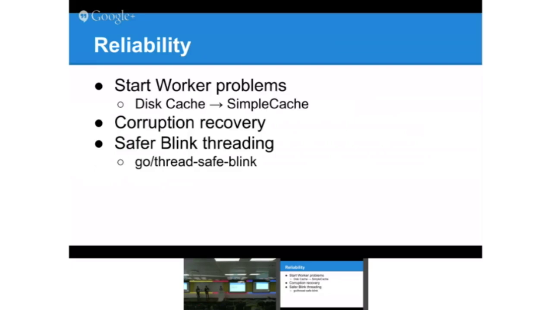Yeah, and then better recovery when corruption like this happens, or if the service worker database gets corrupted. Just work to lower the probability of that happening, and maybe have smarter recovery mechanisms. Another big thing is just safer threading in Blink.